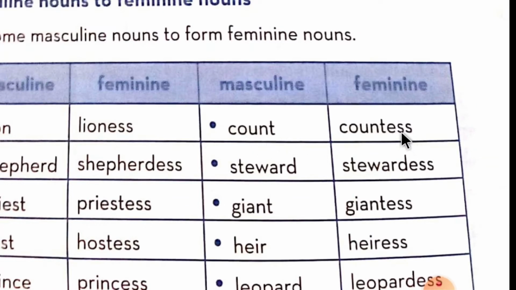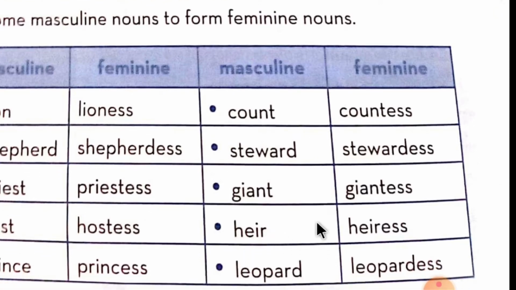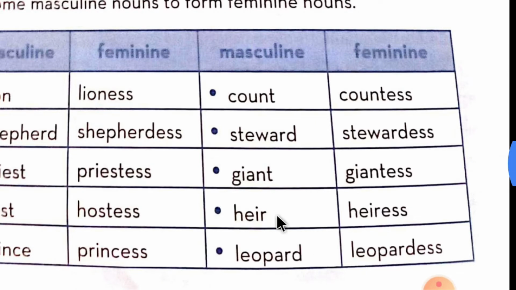If we add ESS, it changes into feminine gender, that is countess. Then steward, STEWARD, that is stewardess. Then giant, GIANT. If we add ESS, it changes into feminine gender, giantess. Then heir, HEIR, that will change into feminine gender, HEIRESS. Then leopard, LEOPARD. If we add ESS at the end, it changes into feminine gender, leopardess.